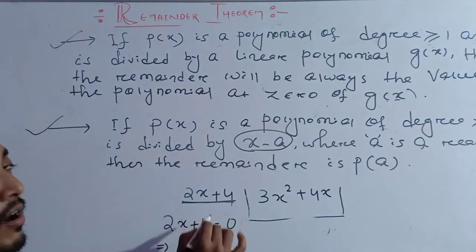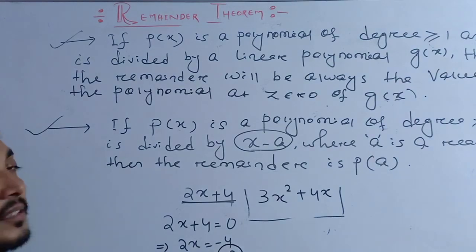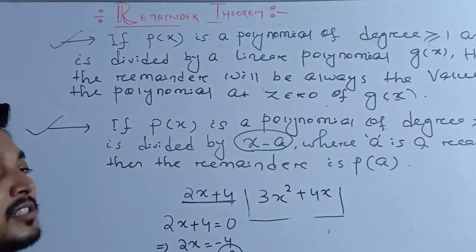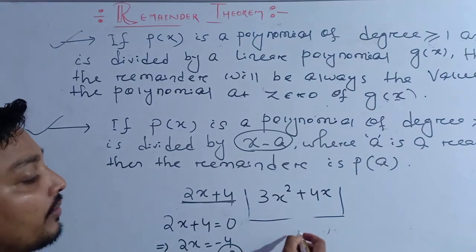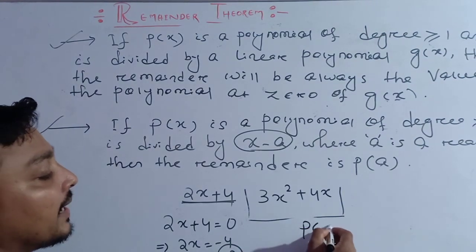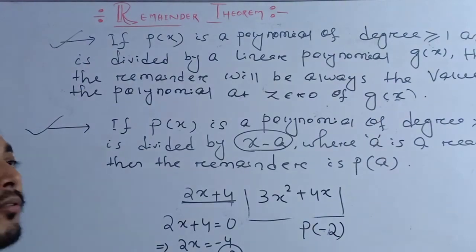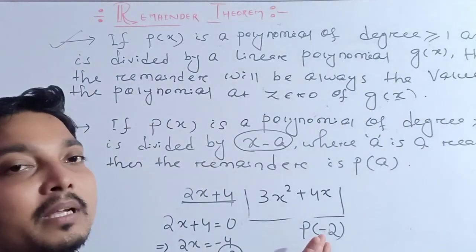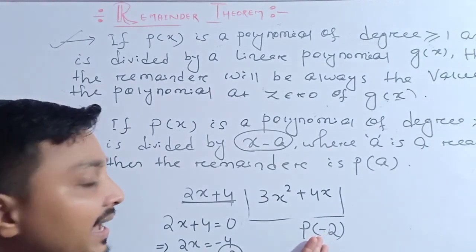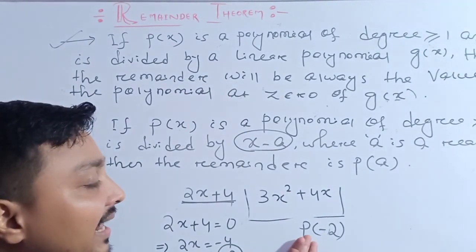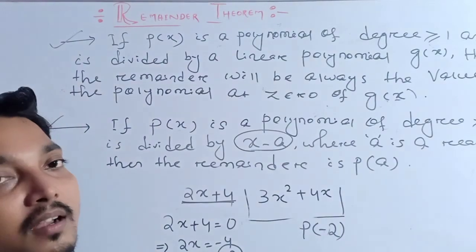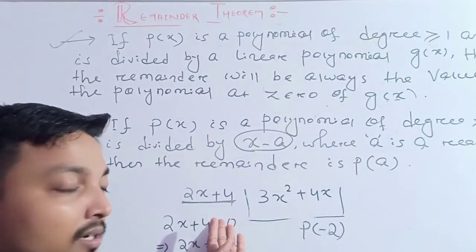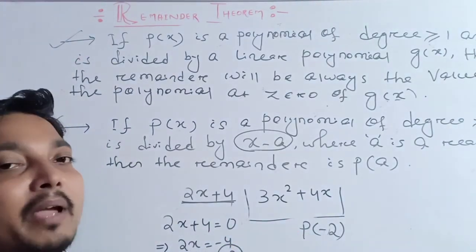So we got the zero of g(x). At that point, the zero of g(x), we have to find the value of the polynomial. It means we have to find the value of the remainder. Our remainder will be the value of the polynomial at the zero of the divisor, otherwise the zero of g(x). At that point we have to find the value of the polynomial.